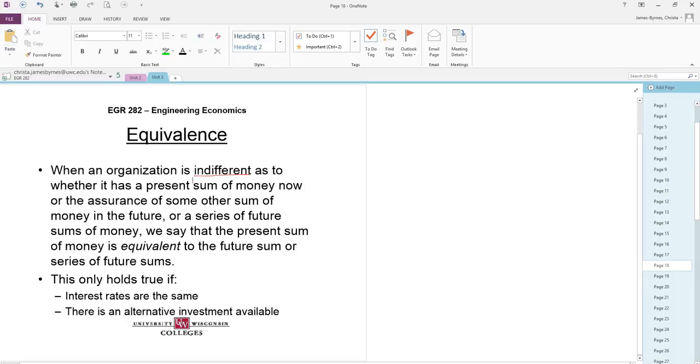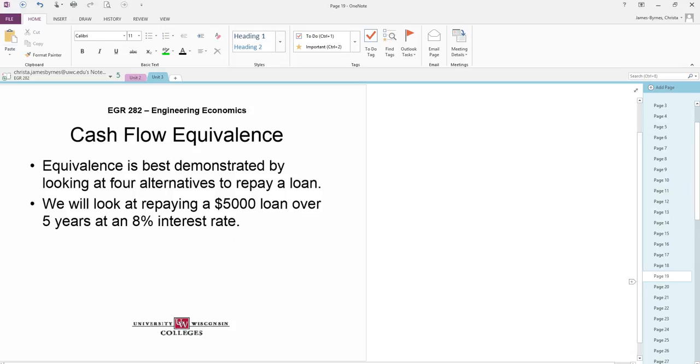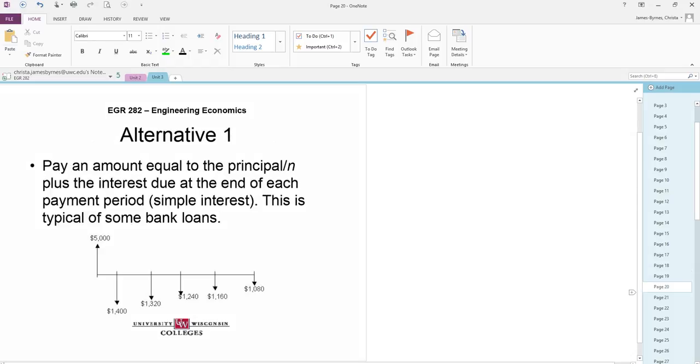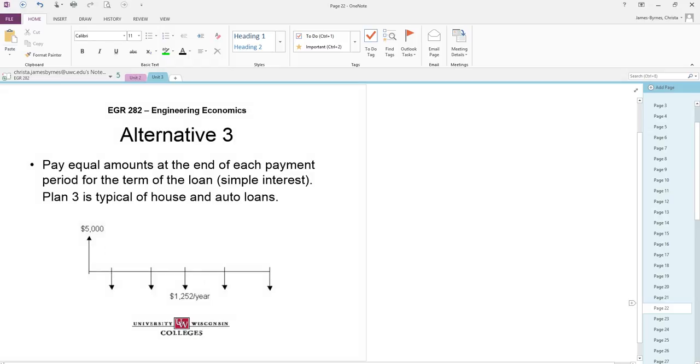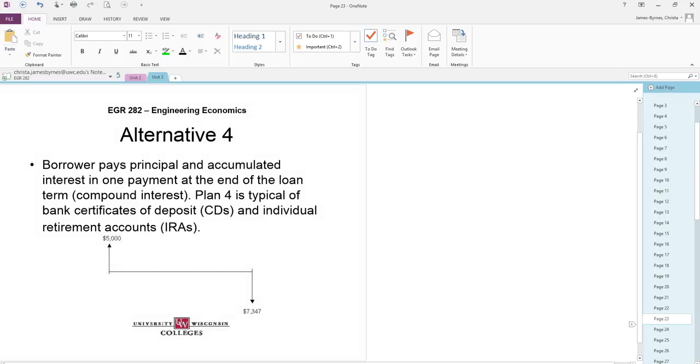So think about this. One way to repay a loan, a $5,000 loan over 5 years at 8%: one way is to divide the 5,000 into 5 and pay the interest. So I could pay it this way. One way is to pay just the interest each year and pay the principal at the end. One way is to figure out what would be my equal payments, or one way is a lump sum payment.